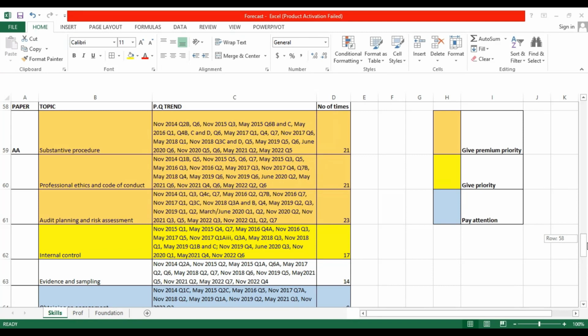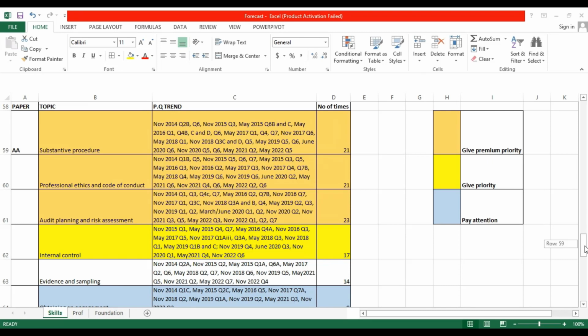Let's go to the next category, the topics to give priority to. That's internal control. It's been examined about 17 times from November 2015 to last year, November 2022. So I want you to give priority to internal control. Do not joke with it.